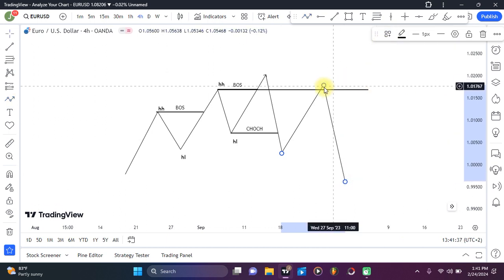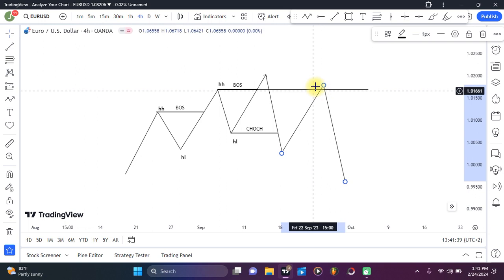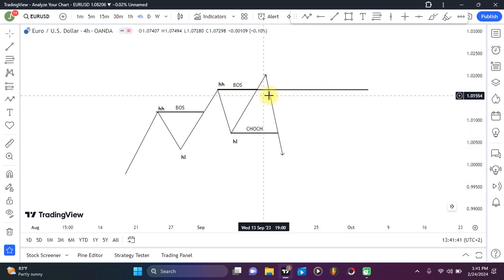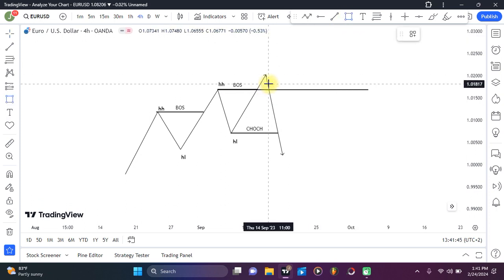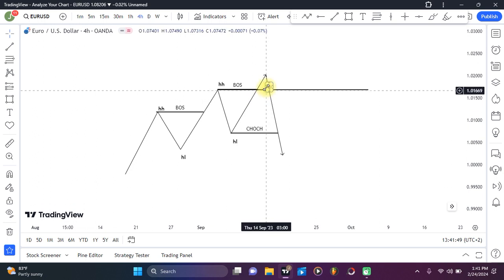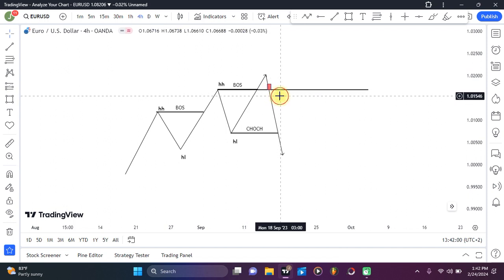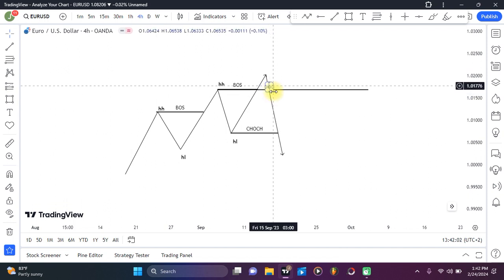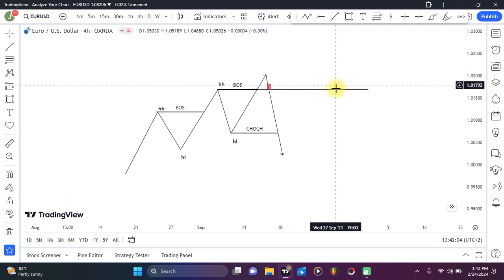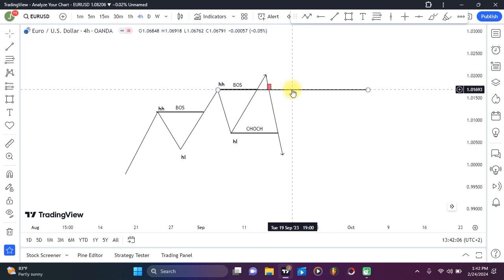But before that happens, there are some things that we look along the QML. So on the QML level, we have to see an order block. We expect to see an order block around this area, or something that can be considered as a significant trading point. It can either be an order block or a hidden order block or any other kind of candle that other traders use. So we are going to be looking for our selling opportunity right around this level.